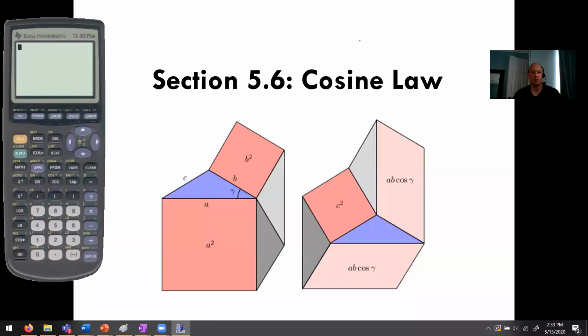Hello everyone. So it's time for our final lesson in the trig unit, section 5.6, cosine law. So we did sine law before, we've got cosine law now, and good or bad news, depending on how you want to look at it, there is no tan law. So this is it. Okay, let's just jump right into it.